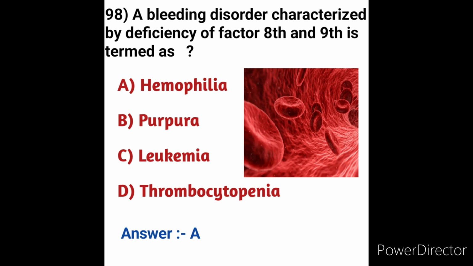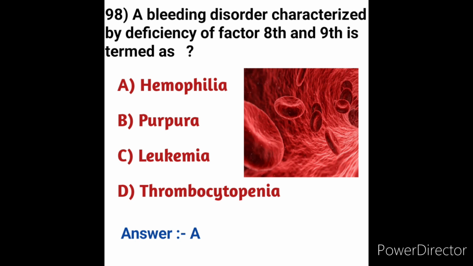People with hemophilia have low levels of either factor 8 or factor 9. The severity of hemophilia that a person has is determined by the amount of factor in the blood. The lower the amount of the factor, the more likely it is that bleeding will occur, which can lead to serious health issues also. Here hemophilia is the correct answer.